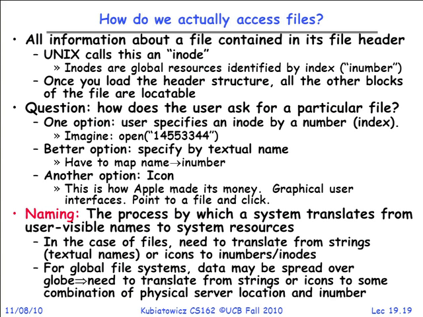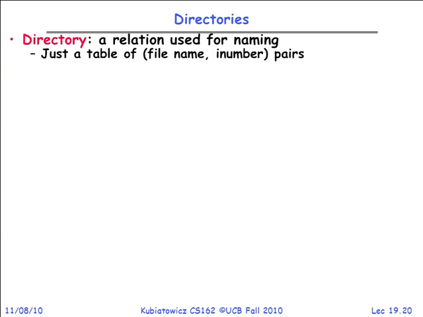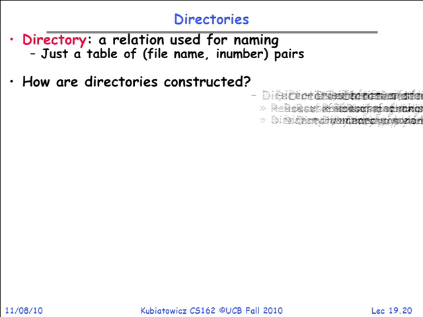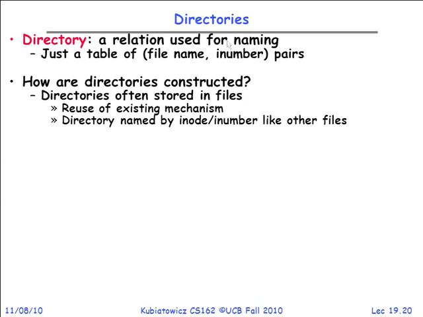So, of course, the directory is the thing that you're all familiar with. And this is basically just a relation for mapping names to inode numbers. Okay, and how do you construct a directory? What is a directory? It's a file, right? So a directory is just a file. Why? Well, because that's a good existing mechanism. And so basically it's just a file full of file name iNumber pairs. Okay? And, all right, so how do you find the directory?